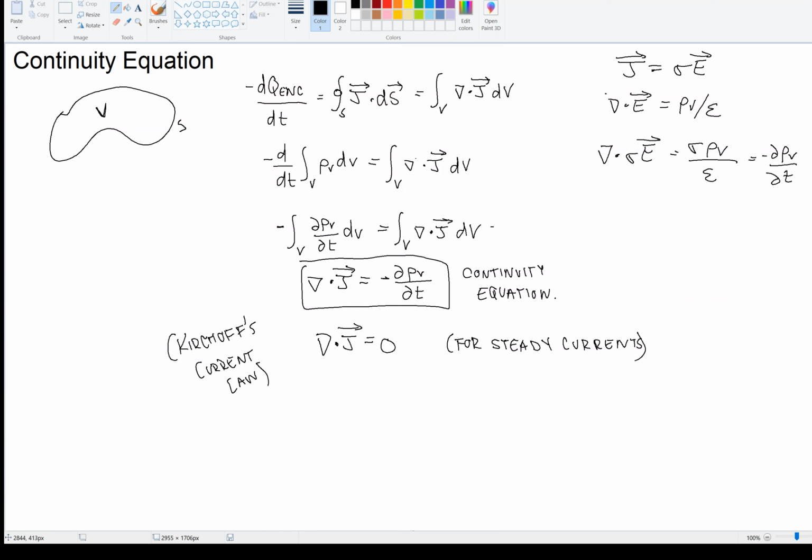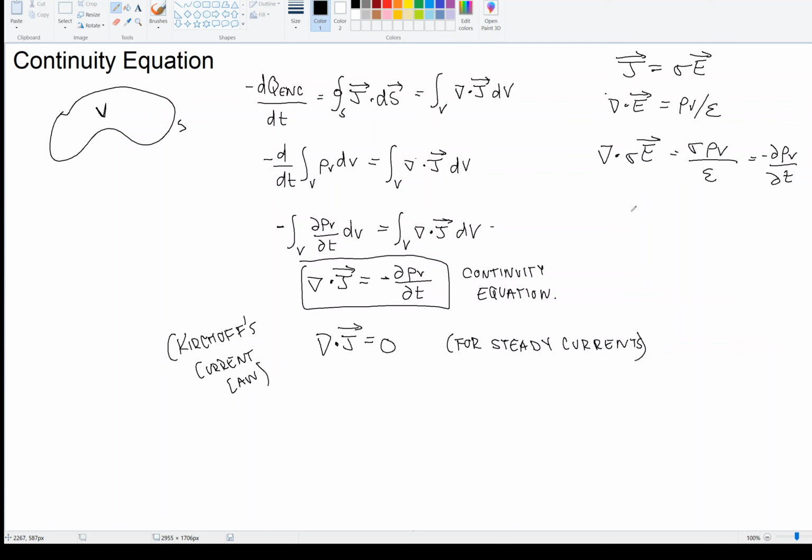Right? So if I plug in E, the divergence of E is equal to rho V over epsilon. Now I've got sigma rho V over epsilon, and then again from the continuity equation I have negative partial derivative of the volume charge density versus time.